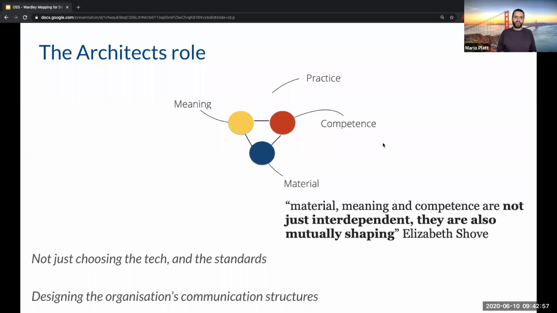So the role of the architect is not just choosing the tech and standards, but helping design these shared meanings, these communication structures. And that's a pretty big job that most of us are not yet qualified to do, but that's what our organizations are starting to require from us.